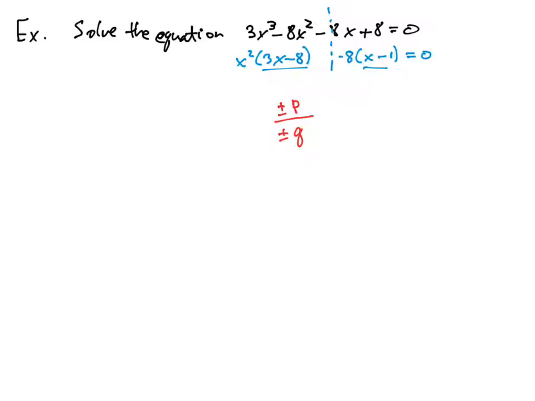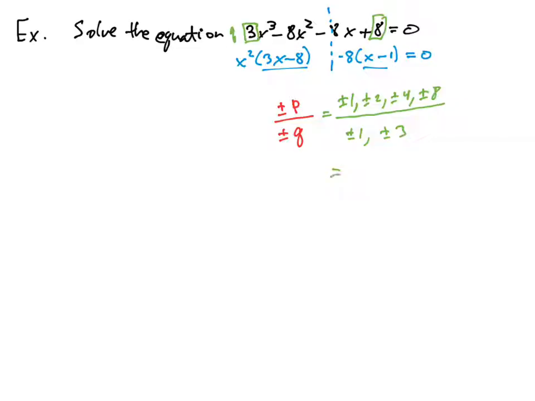This isn't a function, so we're not finding zeros, but are there any rational solutions to this equation? Okay, so p is the 8. So what are the factors of 8? Plus or minus 1, plus or minus 2, plus or minus 4, plus or minus 8, divided by the factors of 3. Well, for 3 we could have plus or minus 1, plus or minus 3.